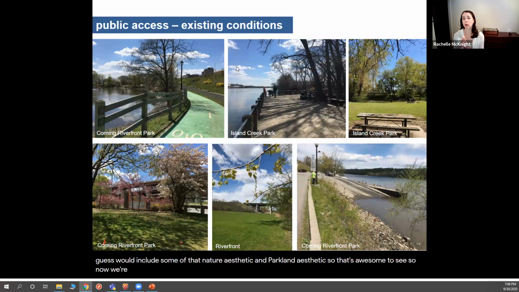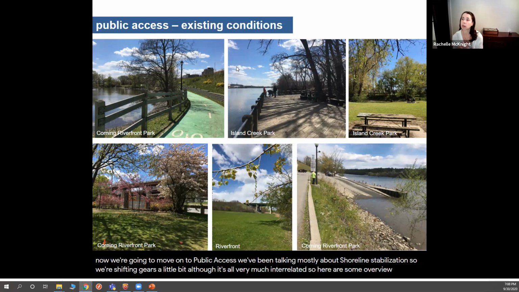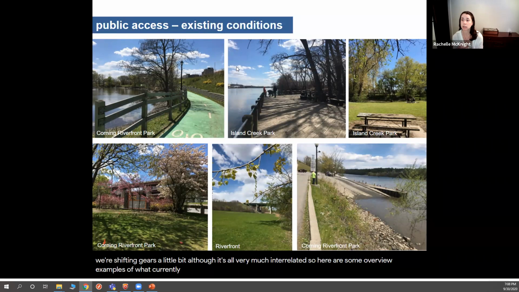So now we're going to move on to public access. We've been talking mostly about shoreline stabilization. So we're shifting gears a little bit, although it's all very much interrelated. Here are some overview examples of what currently exists along the shore. We have the Corning Riverfront Park.